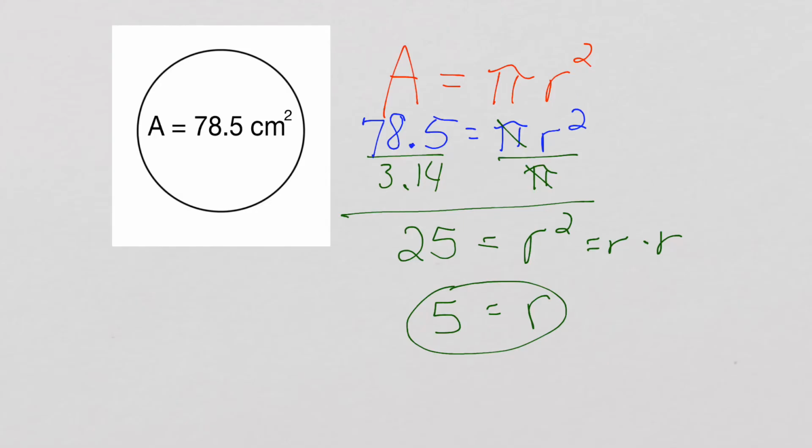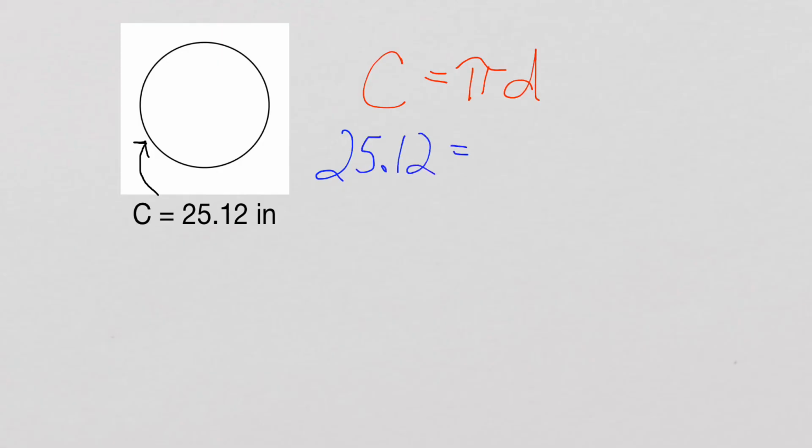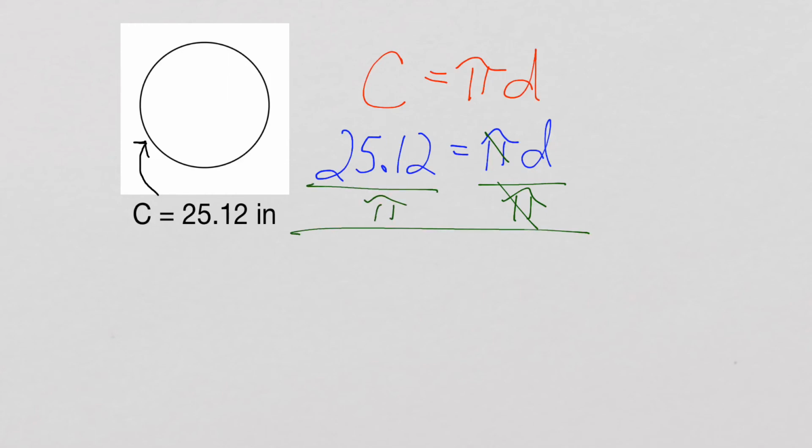We can do basically the same thing if I'm given a circumference. I can work backwards. So again, take your formula. In this case, my formula is circumference equals pi times diameter. I'm just going to substitute in what I know. I know that my circumference is 25.12, and that's equal to pi times diameter. I'm going to again cancel out the pi by dividing by pi. Do that on both sides, and that'll leave me my diameter behind.